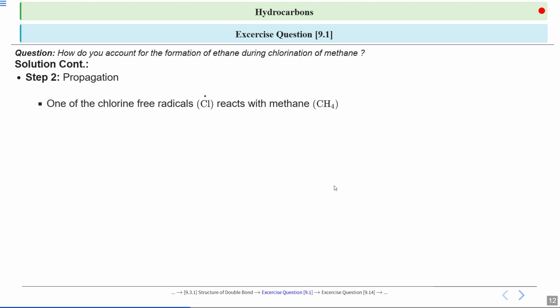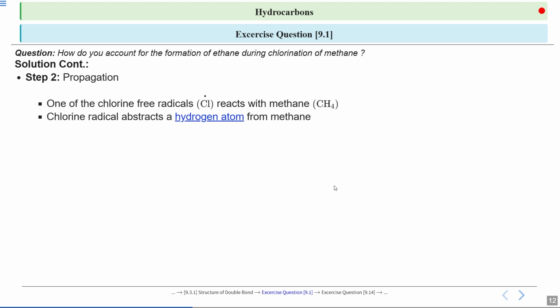In this part of propagation, a chlorine free radical, represented as Cl with a dot, reacts with methane. So this is an important step because it initiates the chain reaction. Remember, free radicals are highly reactive due to their unpaired electrons. Now, the chlorine radical abstracts a hydrogen atom from methane. This means it takes a hydrogen atom away, which is a key step in breaking the methane molecule.